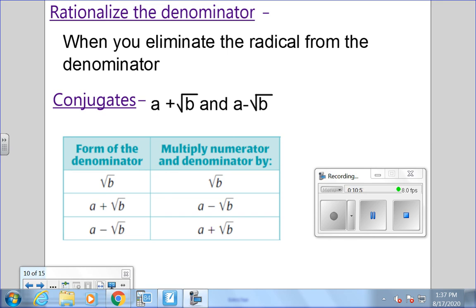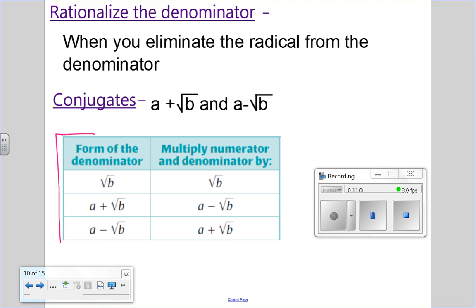It's very important for you guys to maybe take a picture of this slide or jot it down in your notebook, because this is the concept of how conjugates work and is a chart for techniques we will use to rationalize the denominator. You can pause the video and take a picture of that or jot it down. Okay.